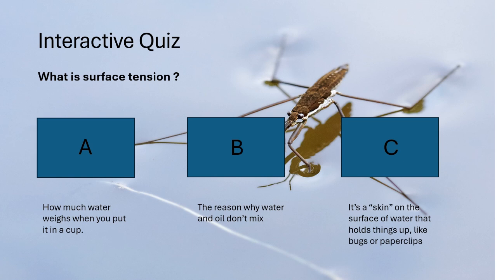What is surface tension? Is it A, how much water weighs when you put it into a cup? B, the reason why water and oil don't mix? Or C, it's the skin on the surface of the water that holds things up like bugs or paper clips?